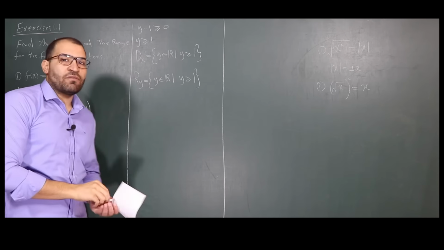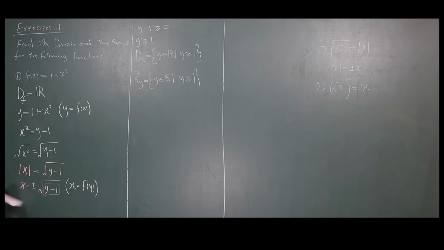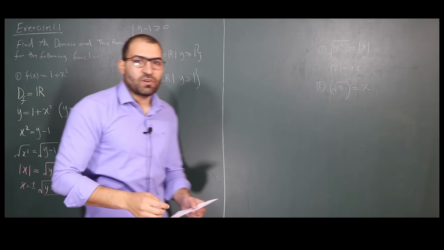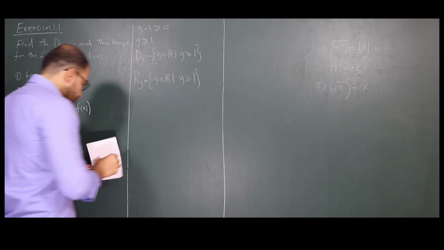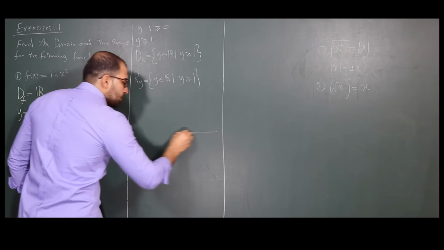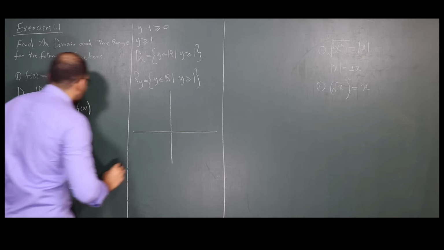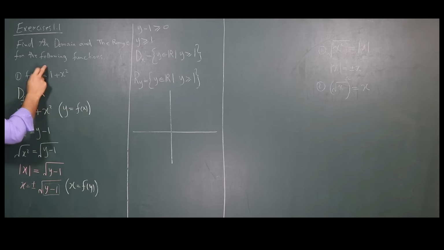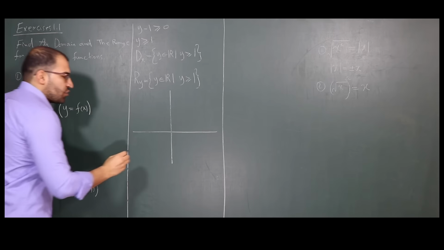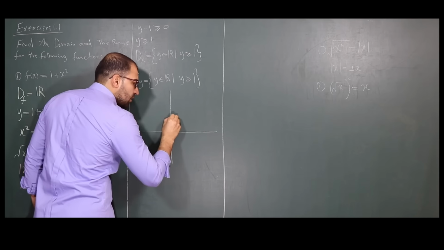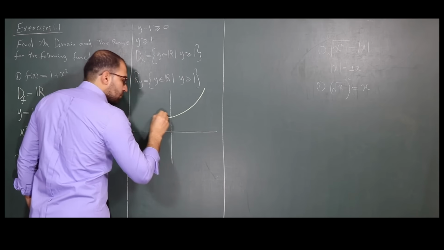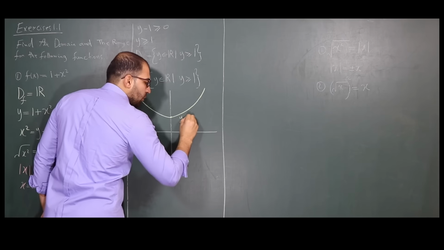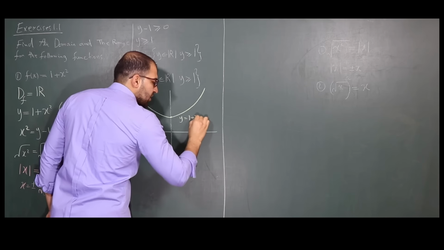I'm going to graph the function. He didn't ask us to graph the function after we finish finding the domain and the range, but I'm going to graph it just to make things consistent. It's a polynomial that's shifted 1 unit up. Okay, so the graph will be, this is the polynomial y equal to 1 plus x squared.